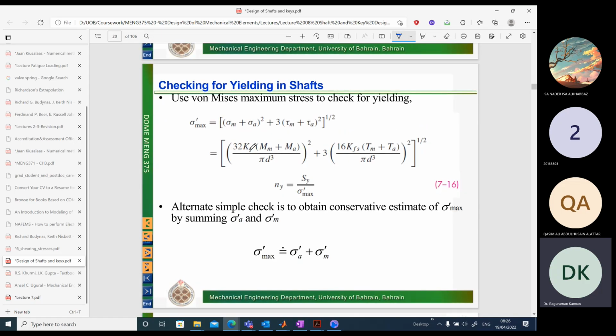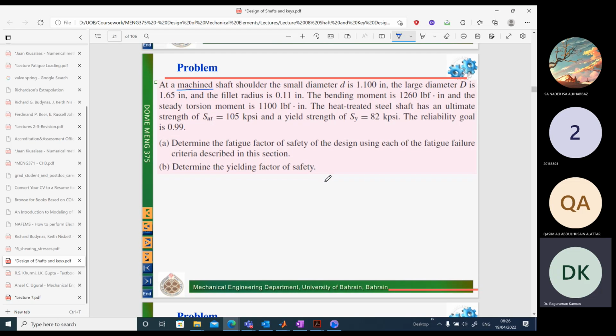If you take the formula, you can see Kf, Kfs. These are fatigue stress concentration factors which need to be obtained from Peterson's graph and the notch sensitivity factors. The bending moment is 1260 pound force inch. Whenever a bending moment is given for a shaft, you should automatically understand it is a completely reversed bending moment load and a steady torsion moment, which is a constant value, the mean torque Tm.